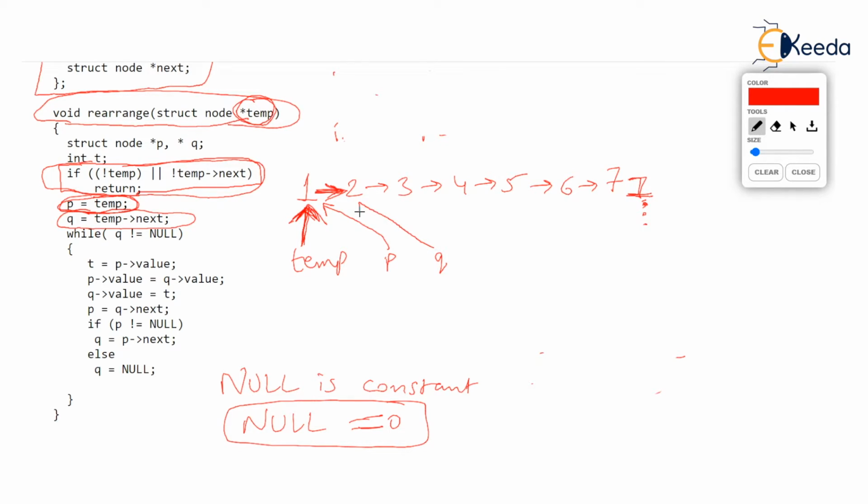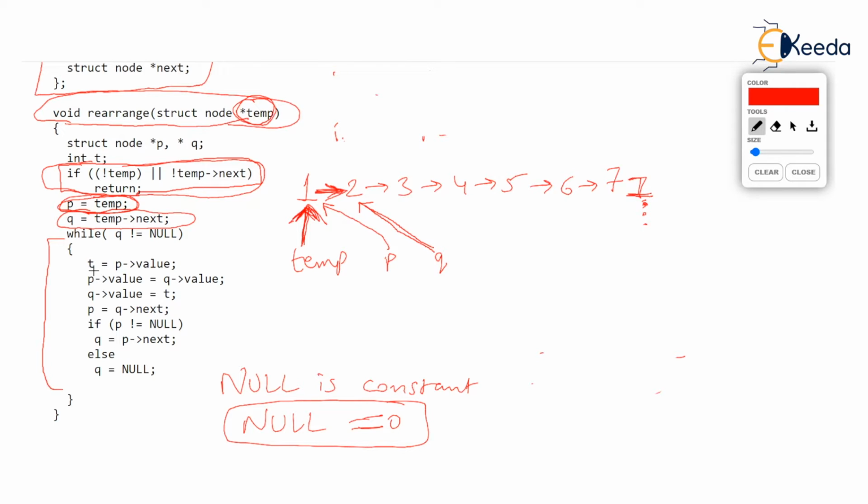So two pointers p and q are positioned in such a way that p is the predecessor, at the previous node, and q is at the next node. Q is at 2 whereas p is at 1. Now the entire work is done by this while loop, and the while will continue as long as q is not null. Very well, you see q is not null because q is pointing to 2. So let's go inside the while.